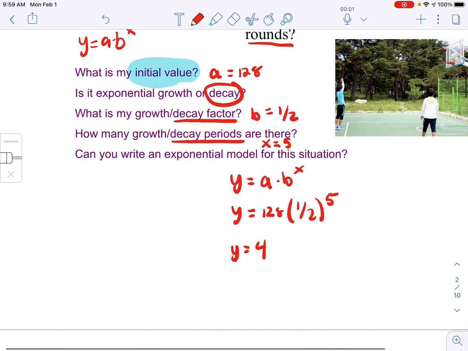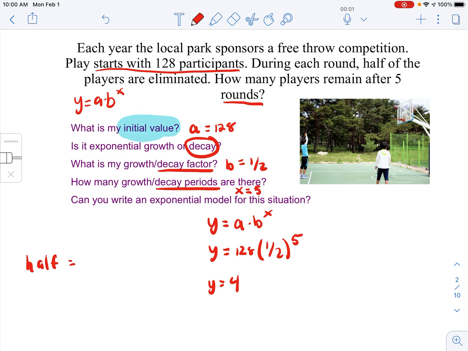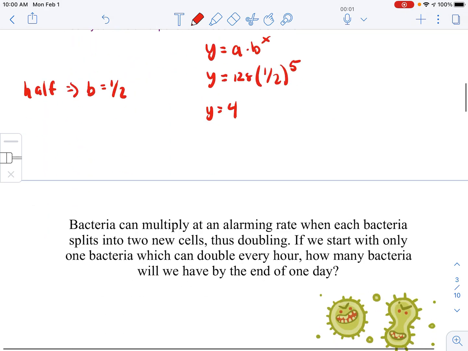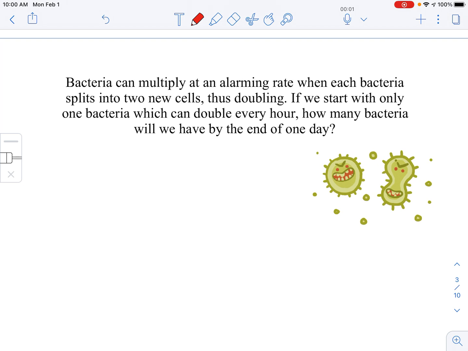So the key word before we move on in this question was half. What I want you to remember is that when it says things are halving, or half of the players are eliminated, that means that my B value is going to be equal to 1/2. As we move forward, we're going to look at some other words that mean similar things but with different numbers.